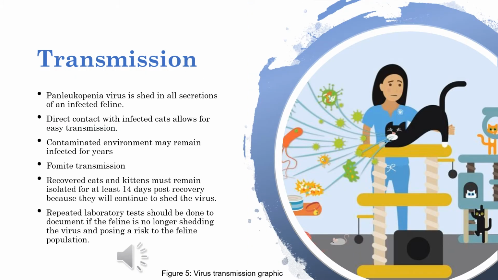Transmission of the panleukopenia virus comes from all secretions of an infected feline. Direct contact with the infected cats is the primary source of easy transmission. The environment also may remain infected for years. Fomite transmission in the shelter may be prolonged due to the extended survival time of the virus. Within a shelter, it may be difficult to slow the spread of this easily transmitted virus.